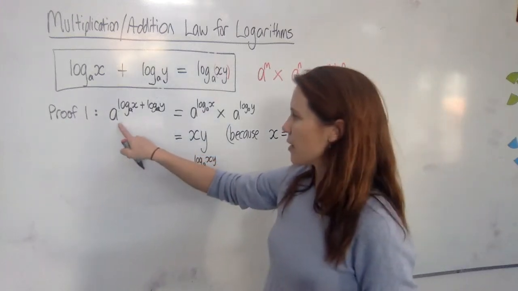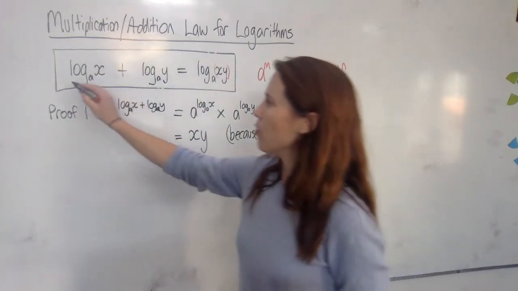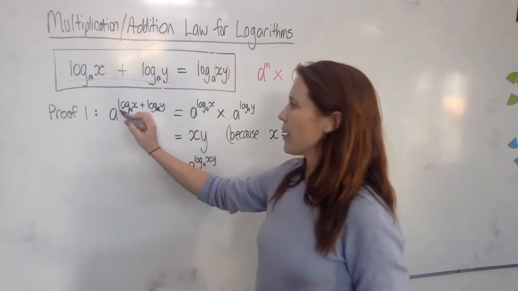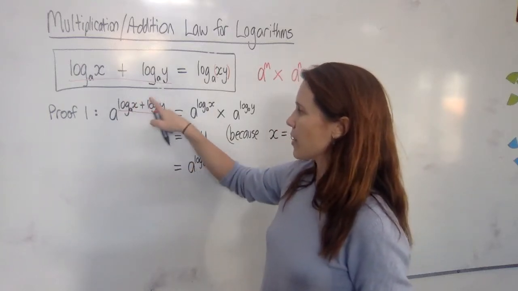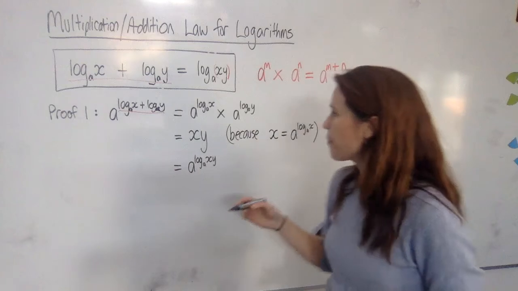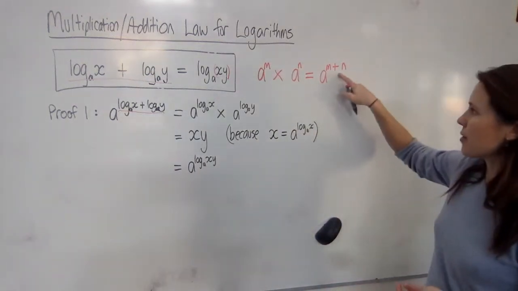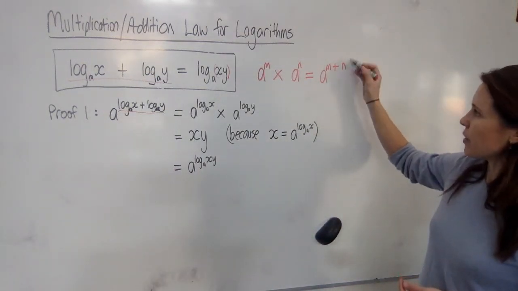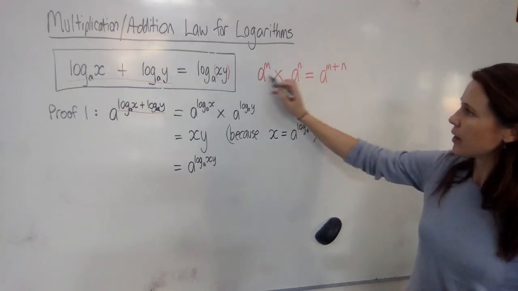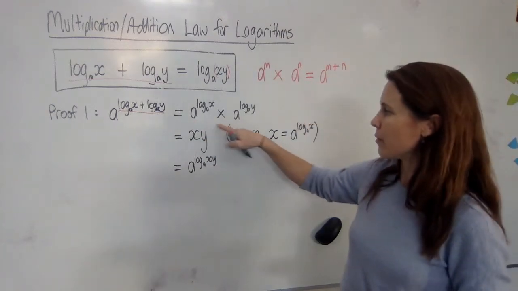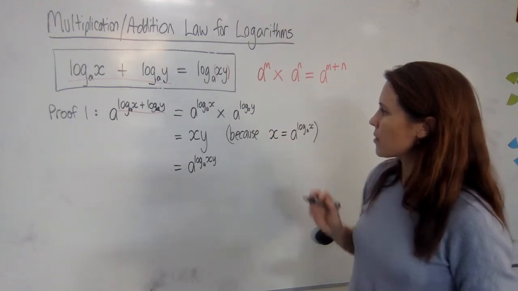The first proof says, let's put a to the power of all of that. So that's what we have up here, the log of x plus the log of y, both to the base a. Now, we already know using this law here that if we have an index expression like this, we can split it up into two parts. And that's what we've done here. We've split it into the two bits.